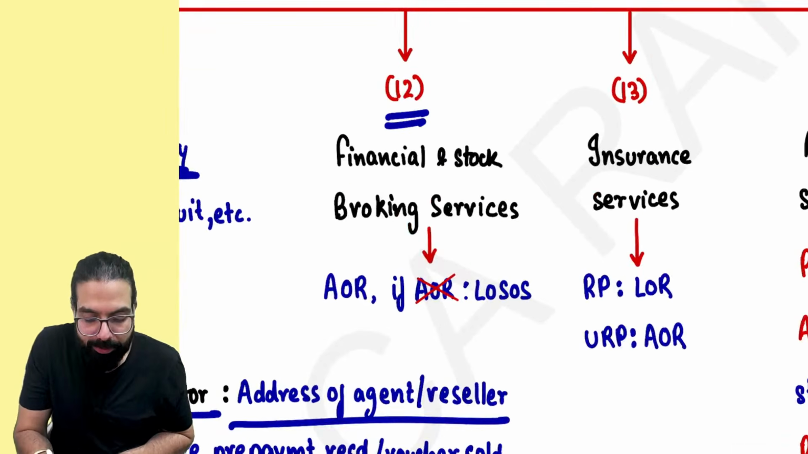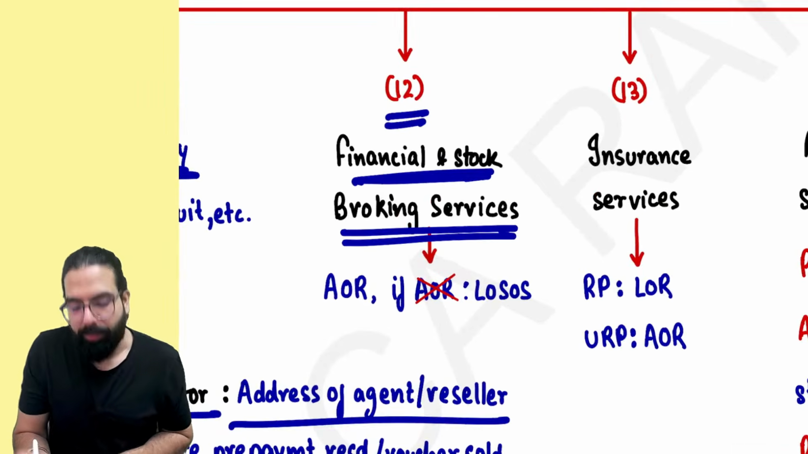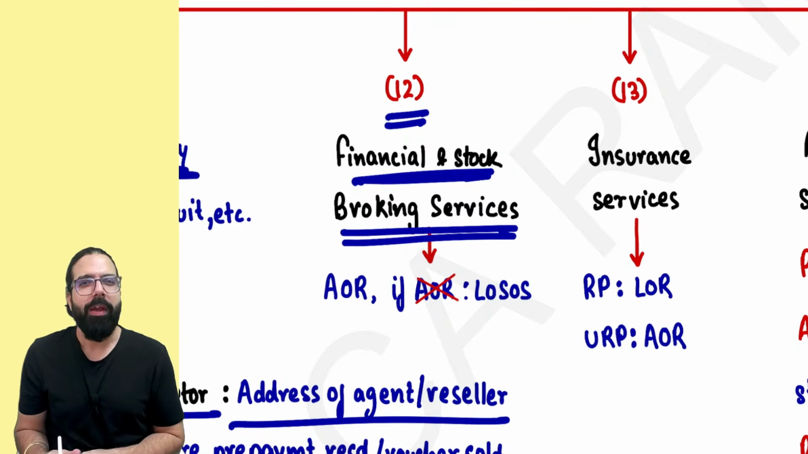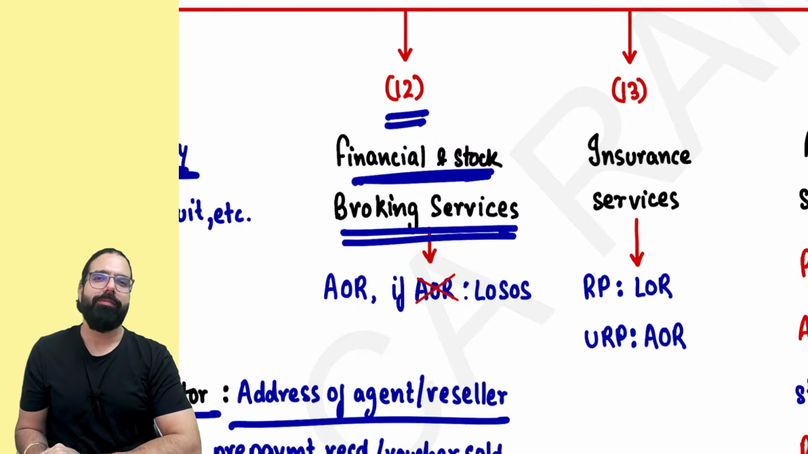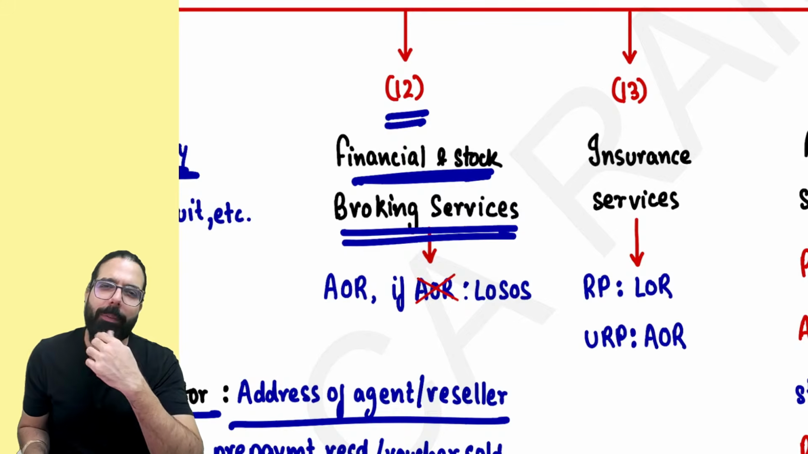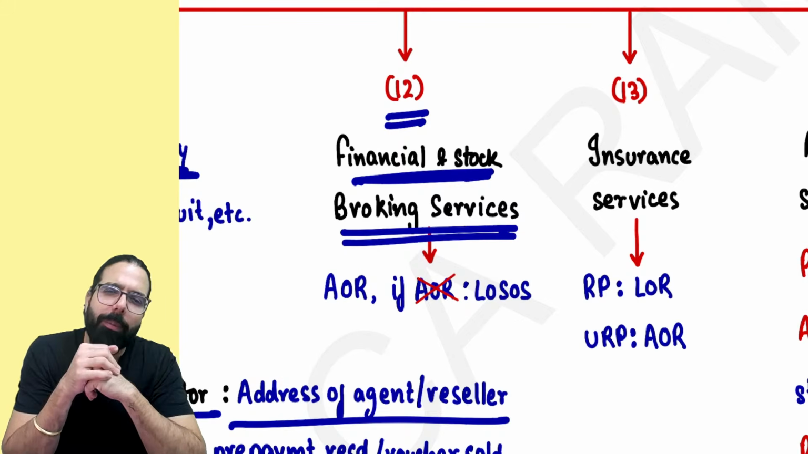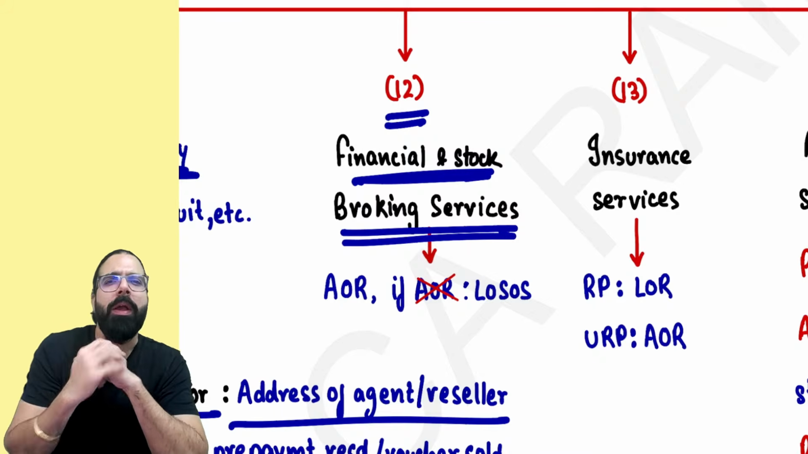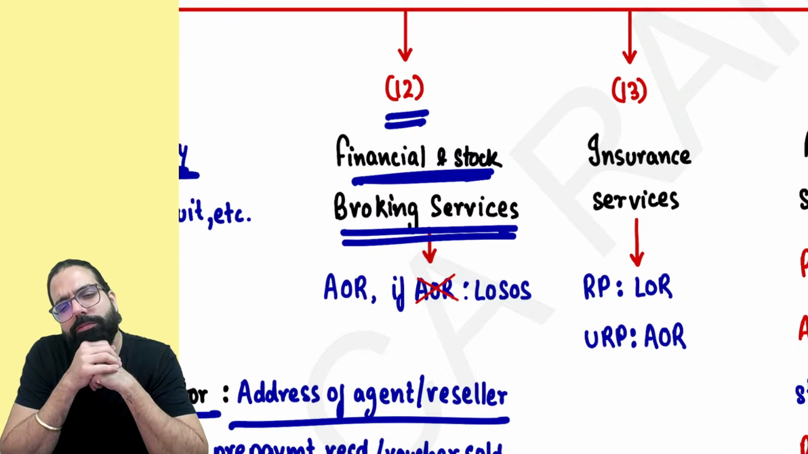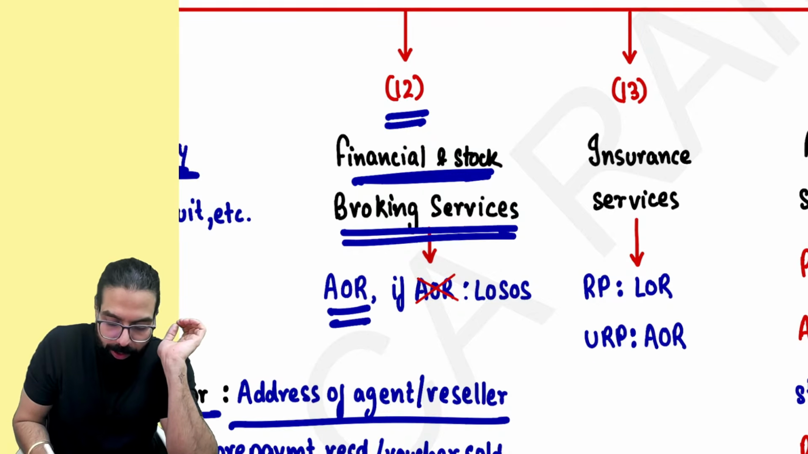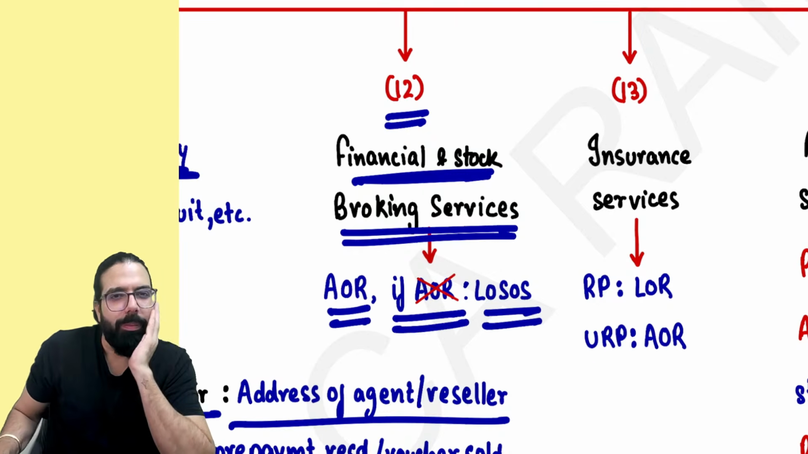The next one over here is financial and stock broking services. If a bank goes ahead and gives you a service and has your address, your address is the place of supply. If the bank does not have your address, for example, the bank made a DD for you. If the bank has your address, you are an account holder with the bank, your address is the place of supply. If the bank made a DD for you and does not have your address, the bank's address is the place of supply. That's all. Address on record. If the address is not there, the location of the supplier.